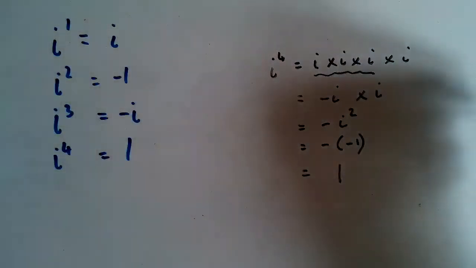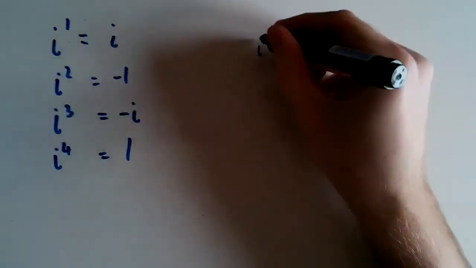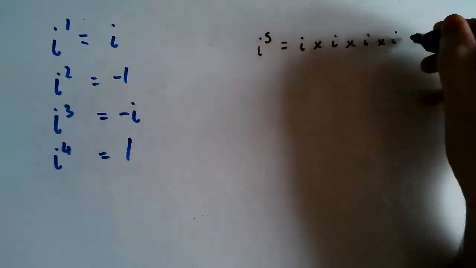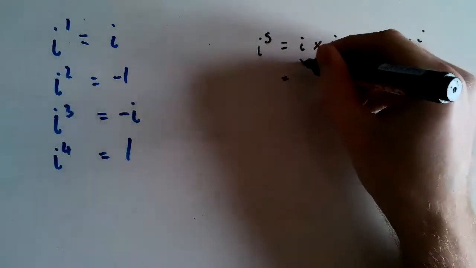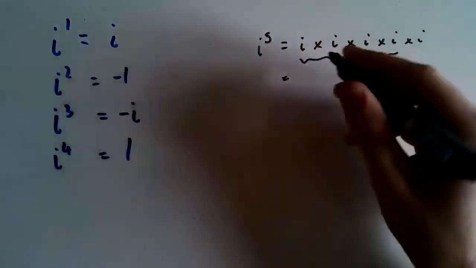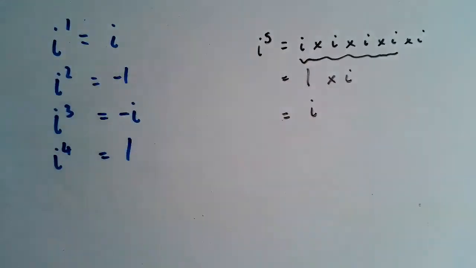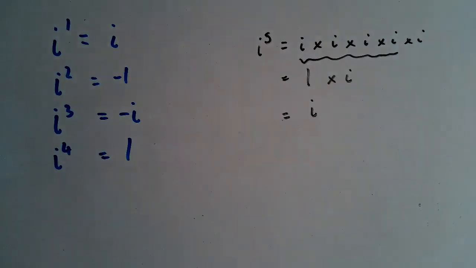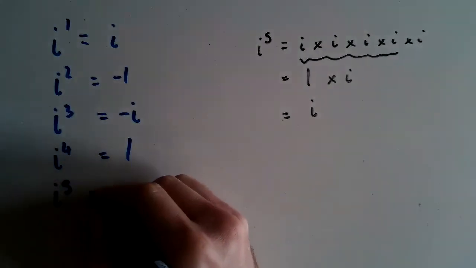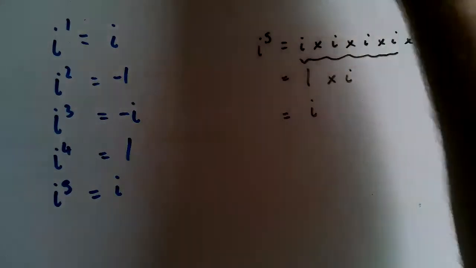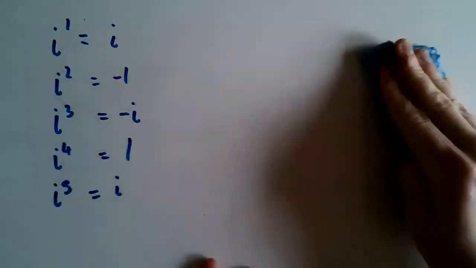Okay, let's just do one more. So i to the 5 means 5 i's. i times i times i times i times i. But again, we know 4 of these i's gives me 1, times i. 1 times i is just i. So i to the 5 is going to give me i. And it's going to be patterned to this, and it's going to end on one more.